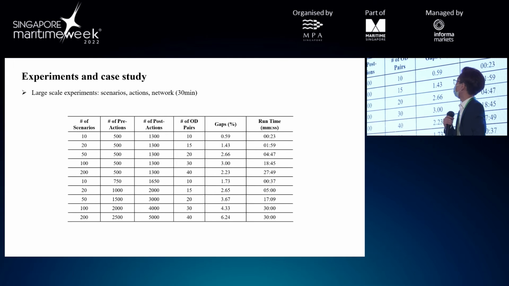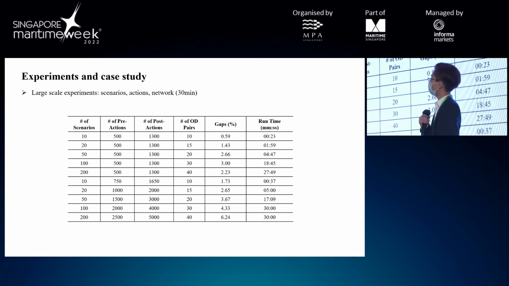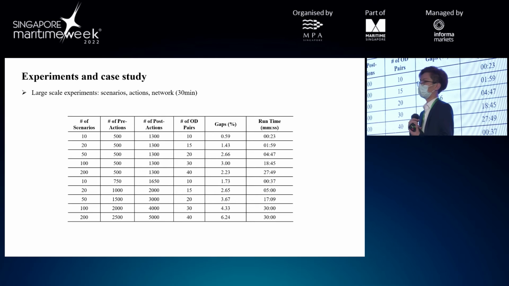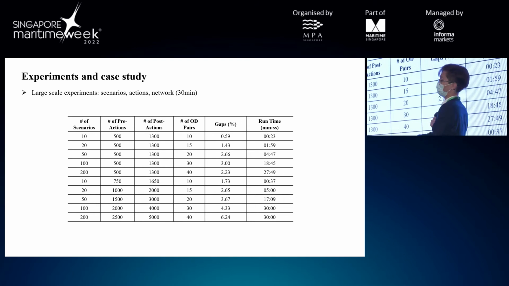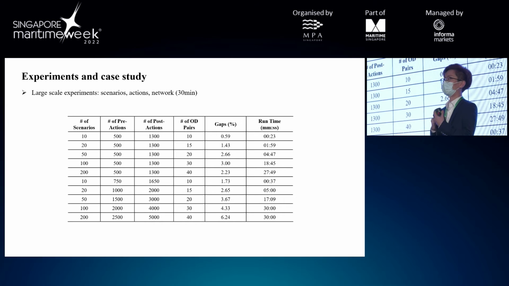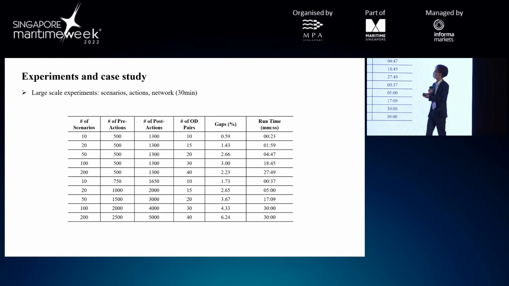Okay, the large-scale experiment shows a good improvement in computation times compared with the original problems. I compared the results in terms of the number of scenarios, and also the number of the pre-event actions and the post-event actions. I also compared the results with different numbers of OD pairs. You can see I can gain as good solutions as possible in limited time. So you can set the acceptable level and check whether it achieves your aims.